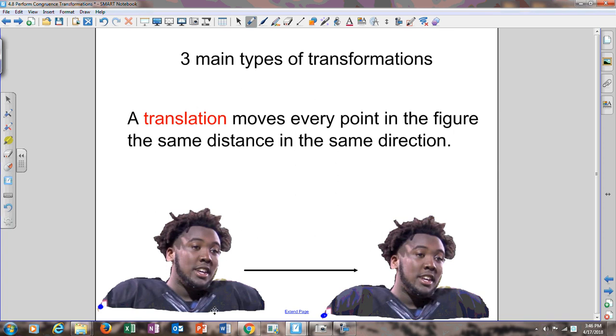This point moves this far. This point on the hair moves this far. Nothing changes. His nose moved that far. It's all going to be the same distance.